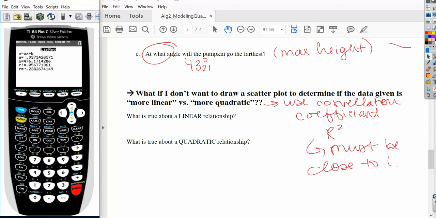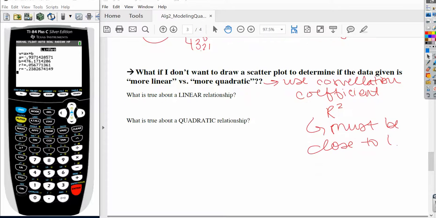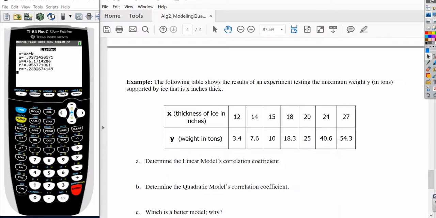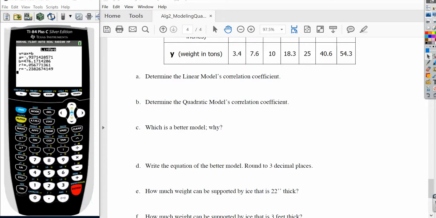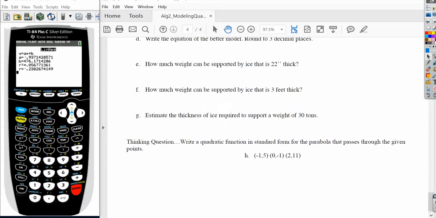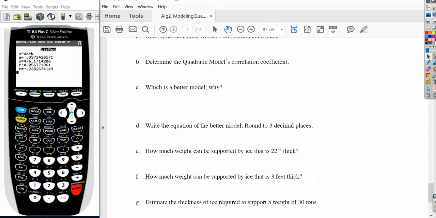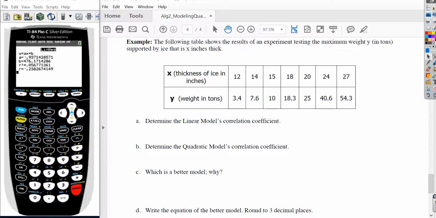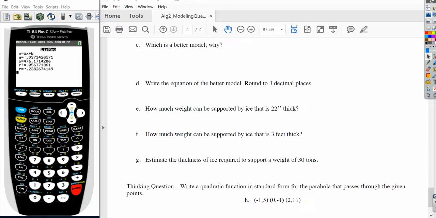So if I look at this example, it says what is true about a linear relationship? It increases or decreases at a constant rate, which is what's called your slope. What's true about a quadratic relationship is it increases and then decreases, or vice versa, to be able to get that vertex point. Okay? So you have a problem on the back, and I want you to try this problem on the back. When you finish this problem on the back, you can check my answers on Google Classroom.